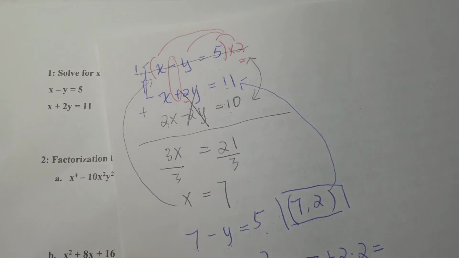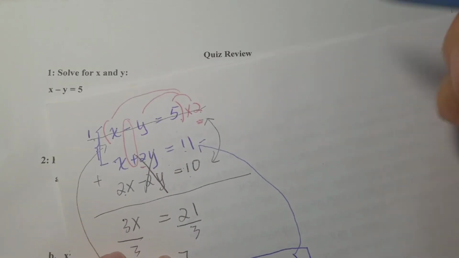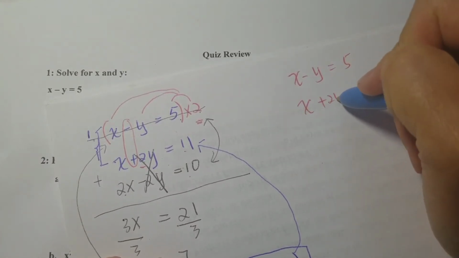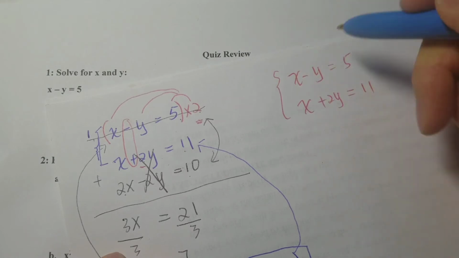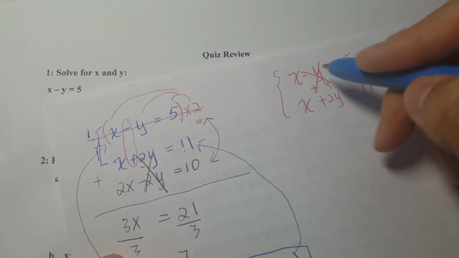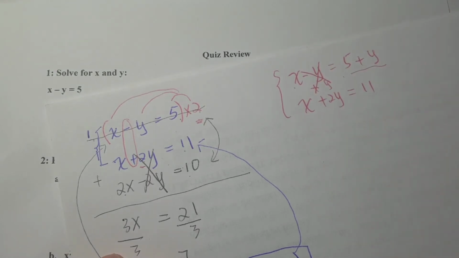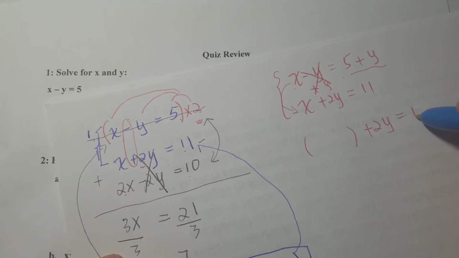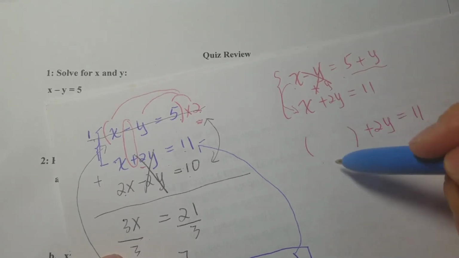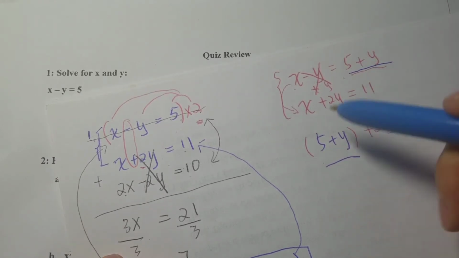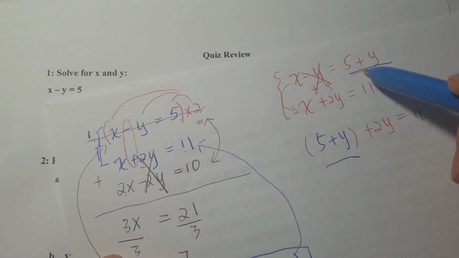Now let's see how we can do it by substitution. x minus y equal 5. x plus 2y equal 11. Rewrite the first one by adding y to both sides. Then we have x equal 5 plus y. I'm going to substitute this x into the second equation, where I have x plus 2y equal 11. Instead of x, I'm going to use 5 plus y because x equals 5 plus y.